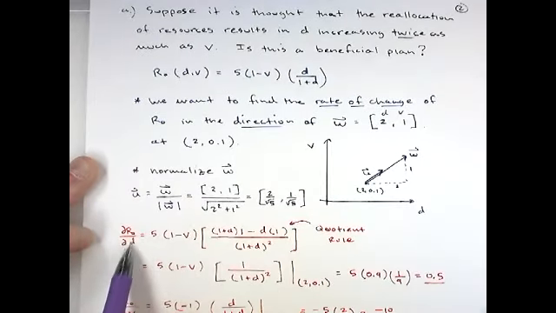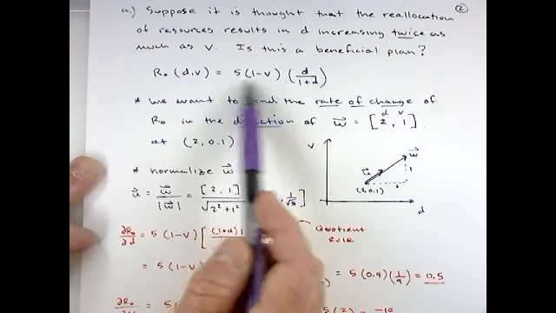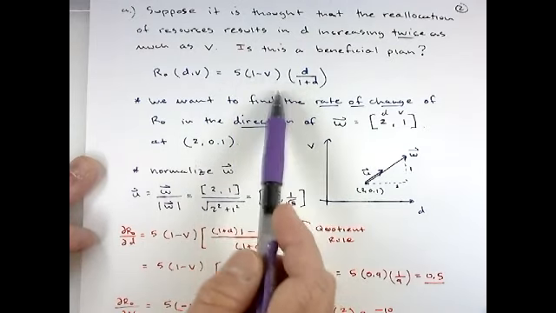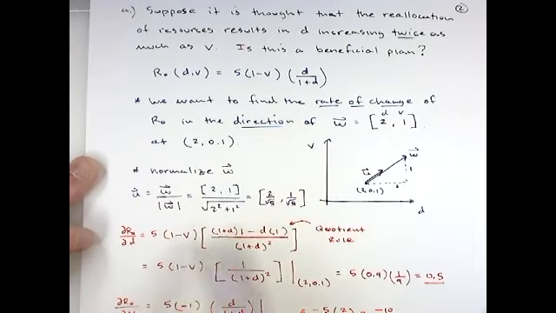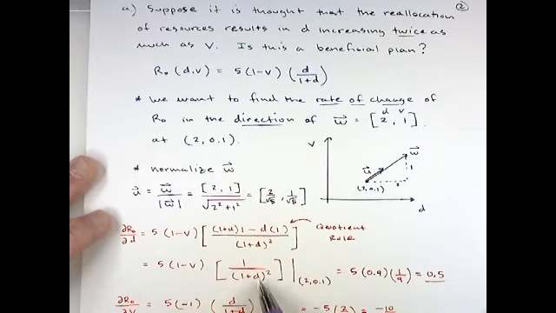Now the partial of R naught with respect to D, I'm treating V as a constant, and 5 is a constant as well, and this is multiplied by our D variables, so that just gets to stay there, and we're going to need a quotient rule to take the derivative. And we reduce that down, I get 1 over 1 plus D squared. If we plug in 2 for D and 0.1 for V, we get a value of 0.5, 1/2.